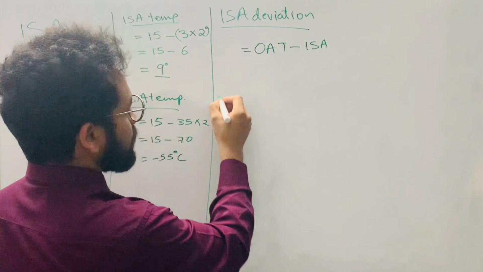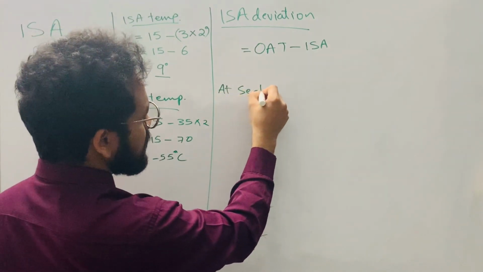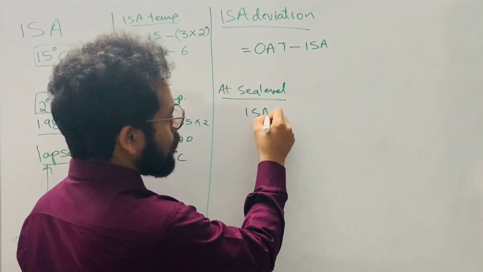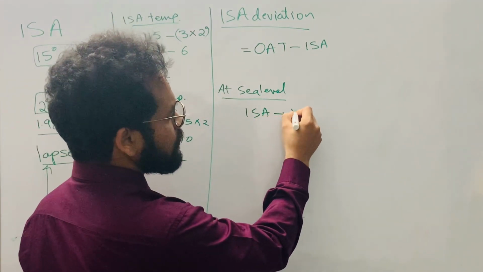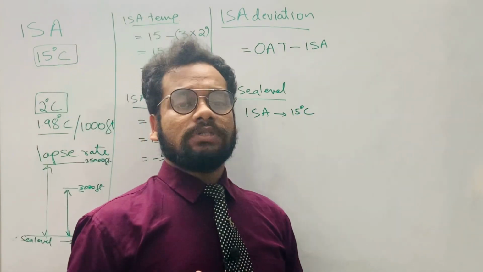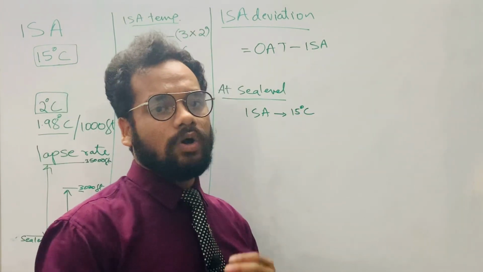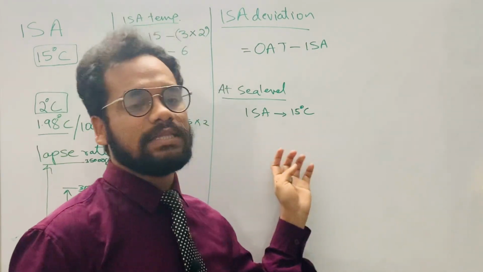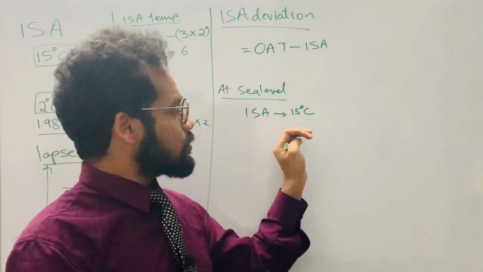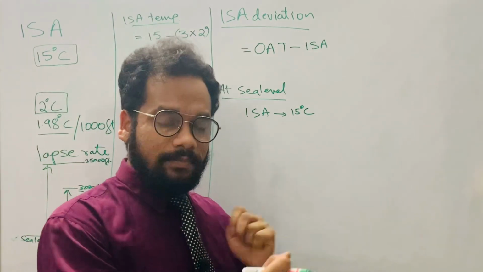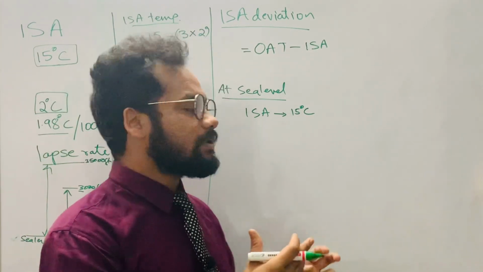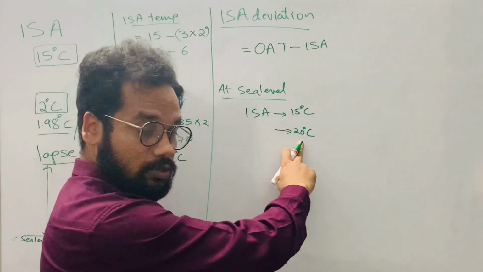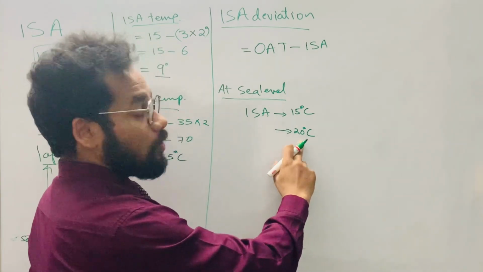Suppose you are at sea level, and you know that at sea level the ISA temperature is 15 degrees Celsius. Suppose the temperature on a particular day has gone to 20 degrees. It's not necessary that every time it will be 15 degrees. This is basically the international standard value, which is 15 degrees. But suppose the actual temperature at sea level has gone to 20 degrees, which is your OAT on a particular day.